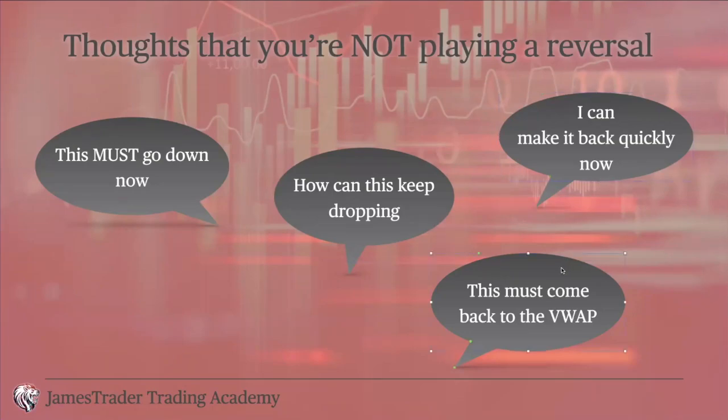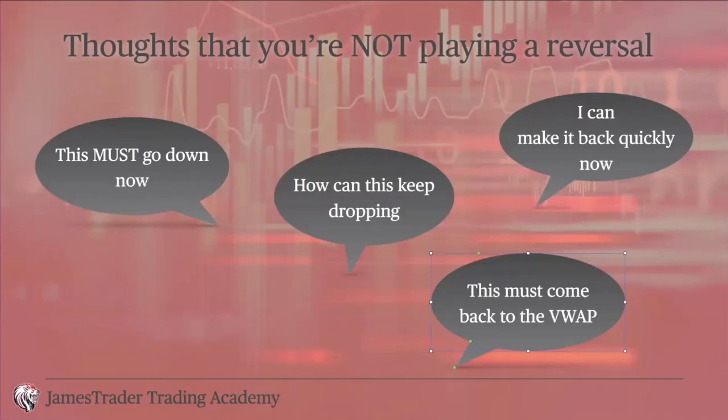And then, this must come back to the VWAP. It has to come back to the VWAP. On runaway days, it does not come back to the VWAP. I generally don't use the VWAP much anymore, but maybe with HVH, some of the HVH patterns. But if it comes back to a particular zone, it doesn't have to. So these are ideas and clues that you're not playing a reversal.